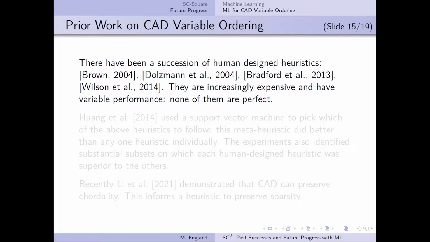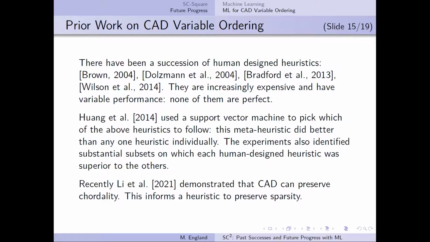And okay, there's been a number of heuristics designed by humans for this. I'm not going to go through them all now, but I'll just say none of them are perfect. Then back in 2014, I worked with Zongyang Huang, a PhD student, and she applied a support vector machine to choose which of these heuristics the CAD should follow. Her experiment showed that doing that was better than following any one of those heuristics, a bit like the SATzilla solver I mentioned earlier.